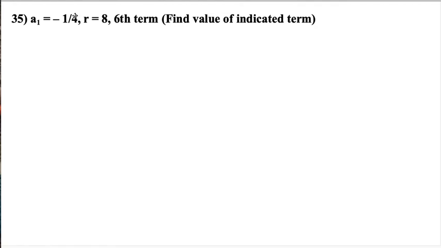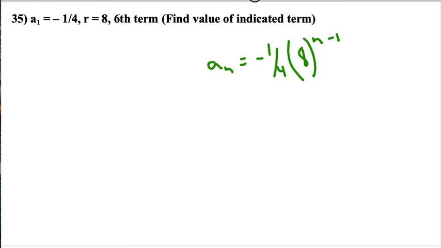A sub 1 equals negative 1/4. R equals 8. Find the 6th term. Find the value of the indicated term. So to do this, what I'd strongly recommend is that we find A sub n. So it's the initial value. Just because it's a fraction doesn't make it R, because it's the initial value. R is 8, so A sub n is negative 1/4 times 8 to the n minus 1.